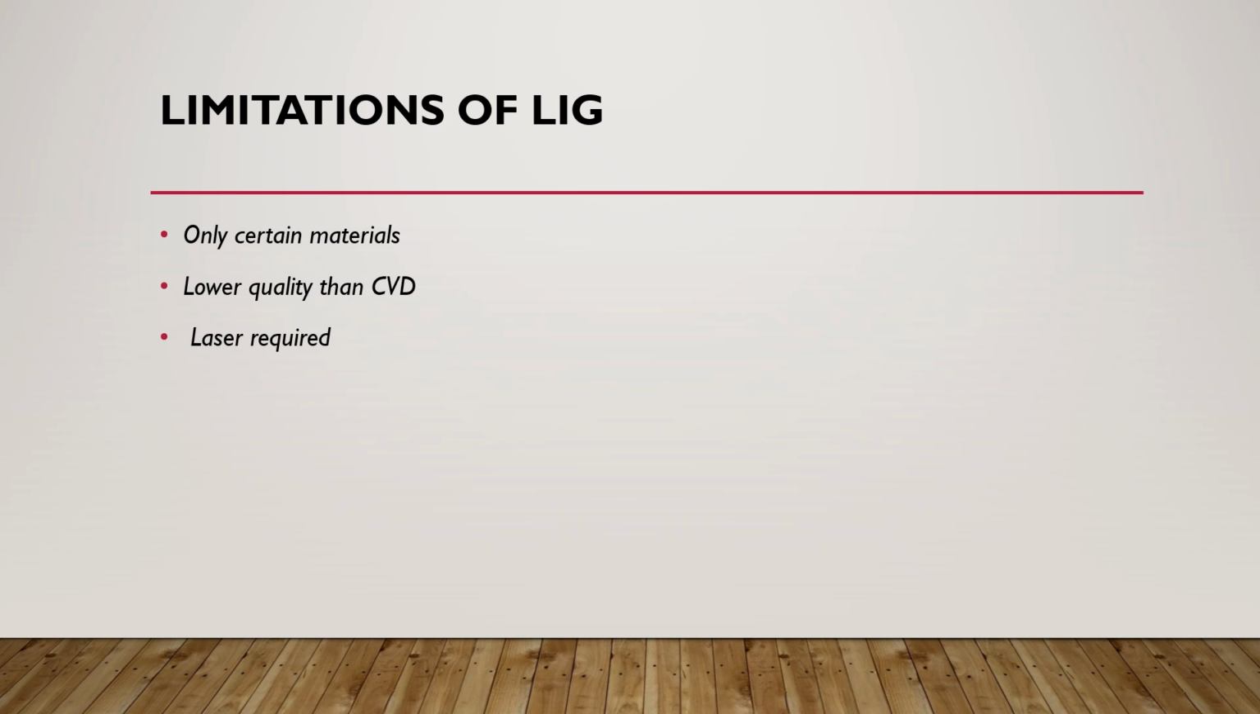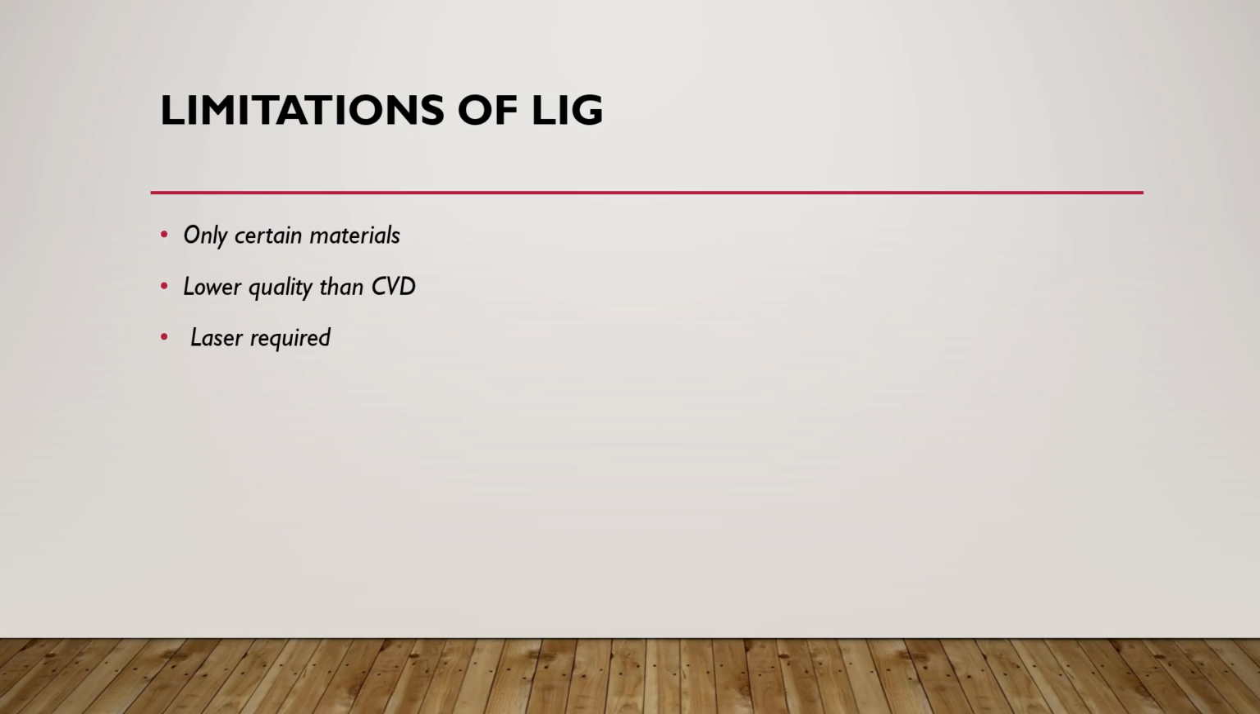So we already know the advantages of LIG, but there are some limitations. It works only on certain materials, which we have already discussed, like polyimide, because it gives us high carbon content and aromatic rings. The other substrates we have mentioned, like wood, cloth, even food, also have high carbon content. So these kinds of materials can be used for LIG. You can't use all materials available beside you, for sure.